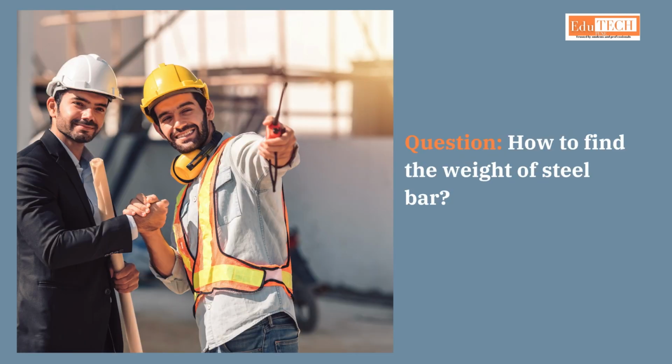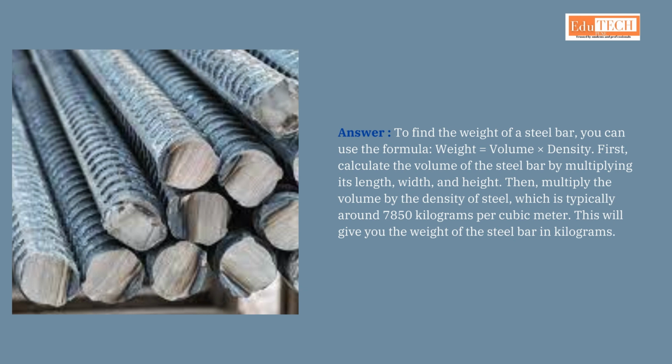Question: How to find the weight of a steel bar? Answer: To find the weight of a steel bar, you can use the formula weight = volume × density. First, calculate the volume of the steel bar by multiplying its length, width, and height. Then, multiply the volume by the density of steel, which is typically around 7,850 kilograms per cubic meter. This will give you the weight of the steel bar in kilograms.